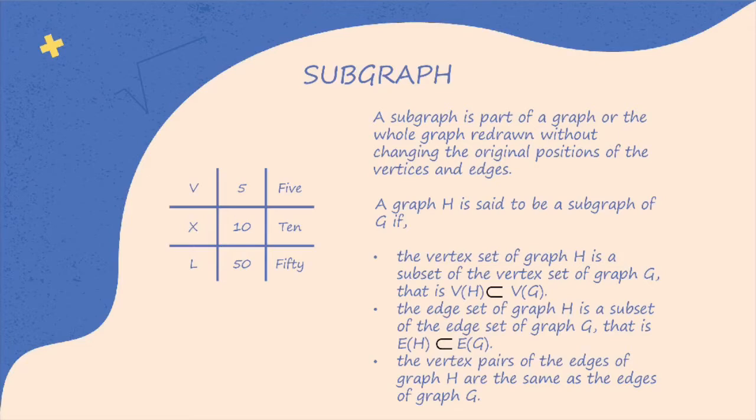Subgraph. What is a subgraph? A subgraph is part of a graph or the whole graph redrawn without changing the original positions of the vertices and edges. A graph H is said to be a subgraph of G if the vertex set of graph H is a subset of the vertex set of graph G. The edge set of graph H is a subset of the edge set of graph G. The vertex pairs of the edges of graph H are the same as the edges of graph G.